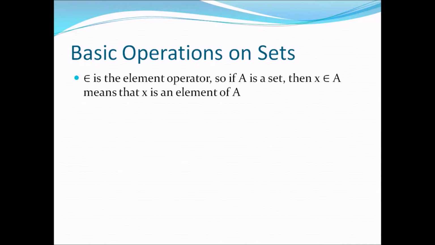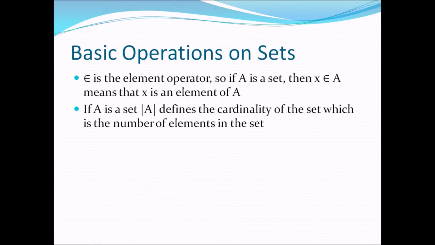So there are some basic operations on sets. This sign that looks kind of like an E is an elongated epsilon, and it is the element operator. So if A is a set, then x with the epsilon A means that x is an element of A. So I'll just say x is an element of A, and that's a way to shorthand.